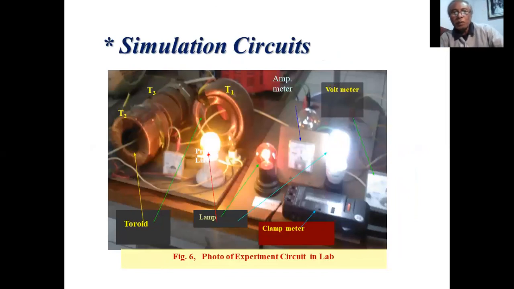And then there is the simulation circuit. We make use of several toroid sites. Site T1 is a site on the peak, T2 is in the middle, and T3 is small.